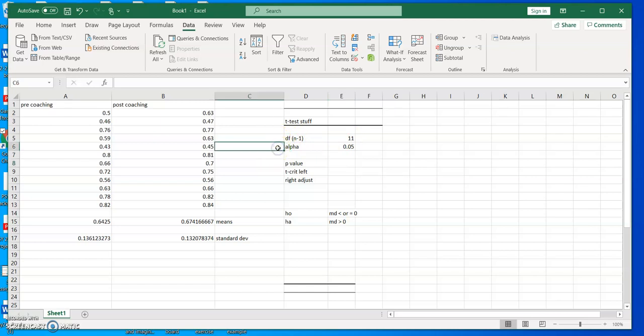Our alpha level is something that we choose. So we can choose how stringent we want to make the test.